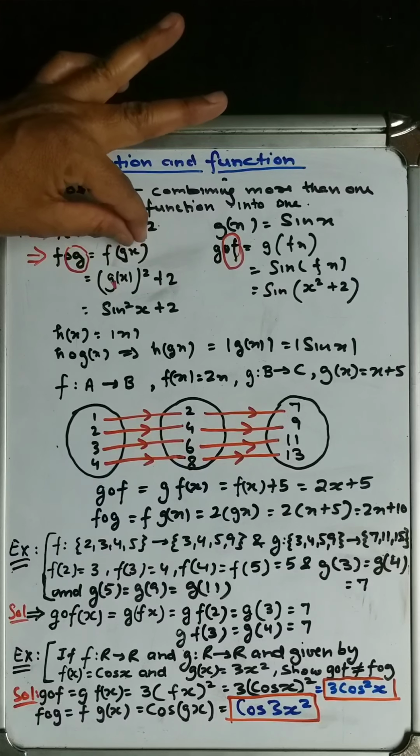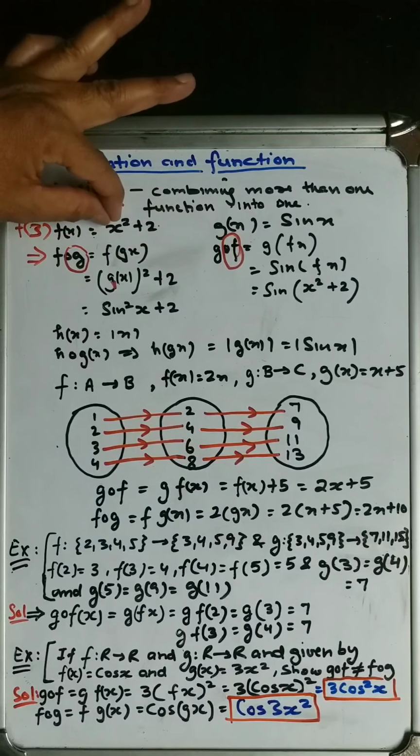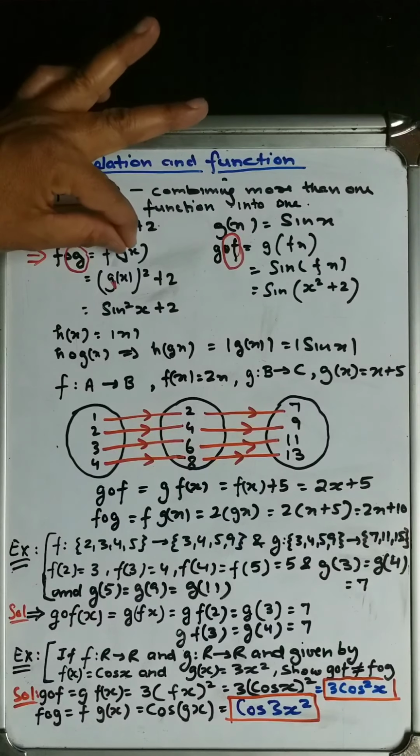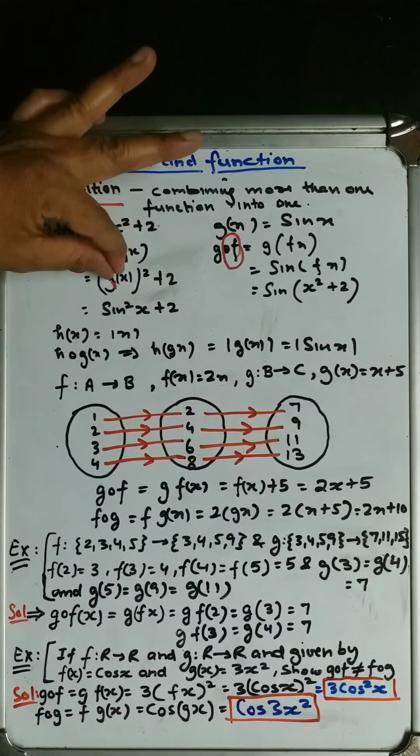So g(x) is the domain here. What is the domain? x is the domain. So we are writing x square plus 2. In place of x square we have to write g(x) square plus 2. Now what is g(x)? g(x) is another function, sin x. So in place of g(x) write sin x, sin square x, or (sin x) whole square plus 2.